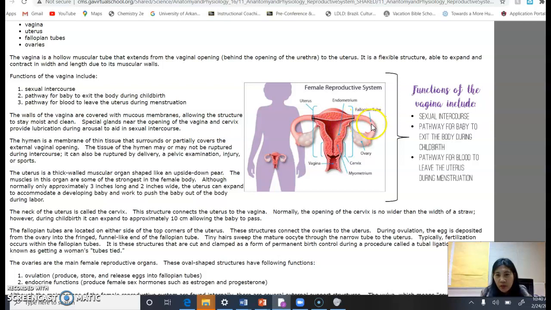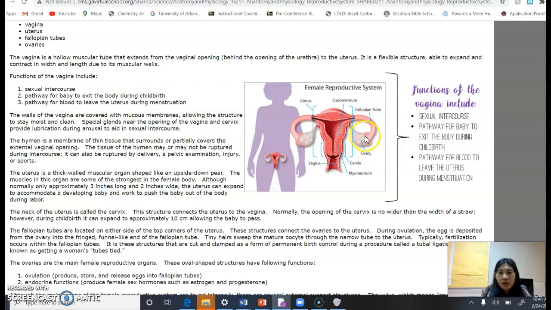Fertilization happens when sperm cells meet with the egg cells. These are the structures that are cut and clamped as a form of permanent birth control. So those women who want permanent birth control have these fallopian tubes cut off. It's called tubal ligation, or commonly known as tubes tied.